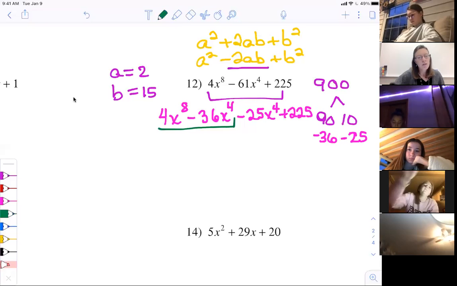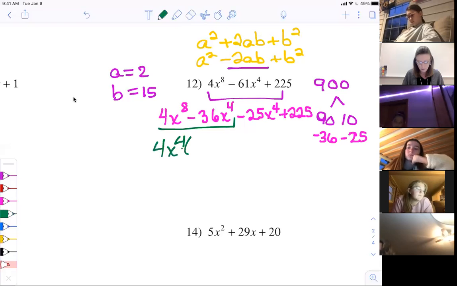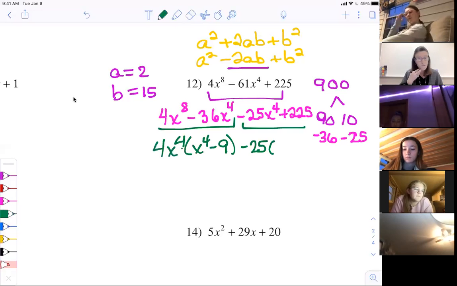Zach, what would the first pair have in common with our 4x to the 8th minus 36x to the 4th? 4x to the 4th. And what do you get when you pull out a 4x to the 4th? You get x to the 4th minus 9. Awesome. How about the next pair? Negative 25, and then you get x to the fourth minus 9.